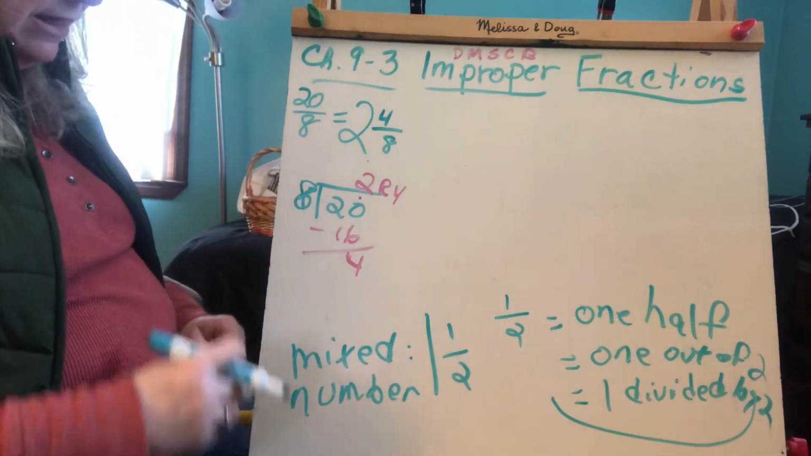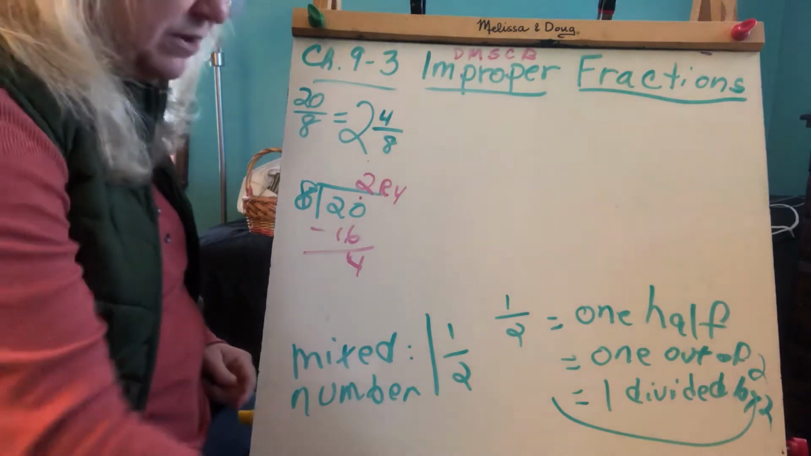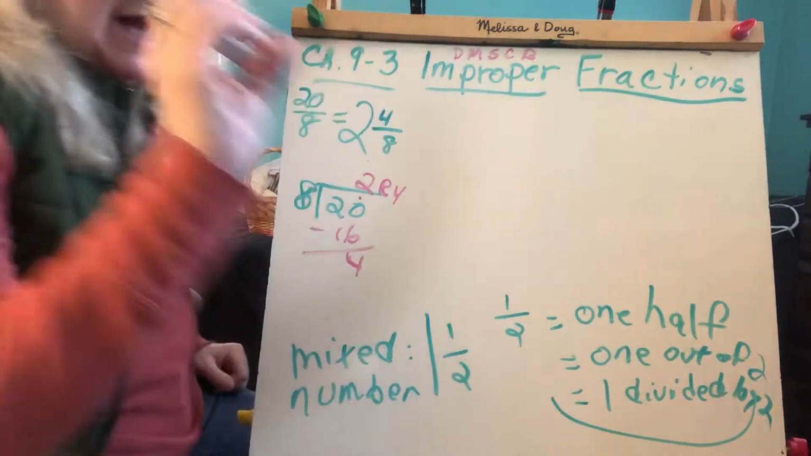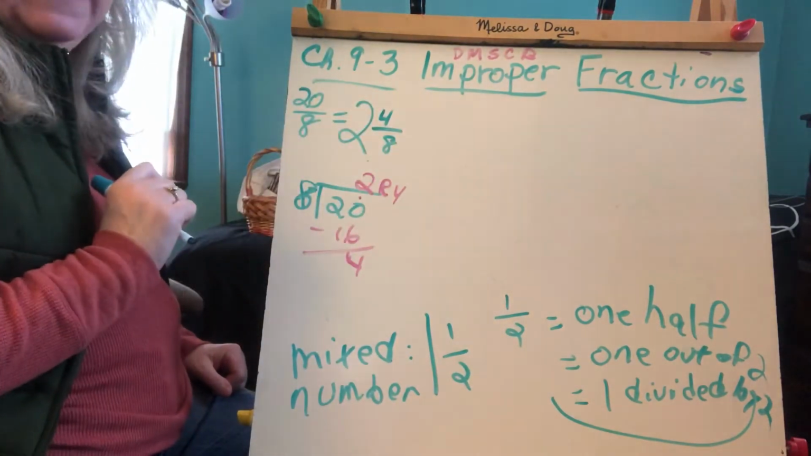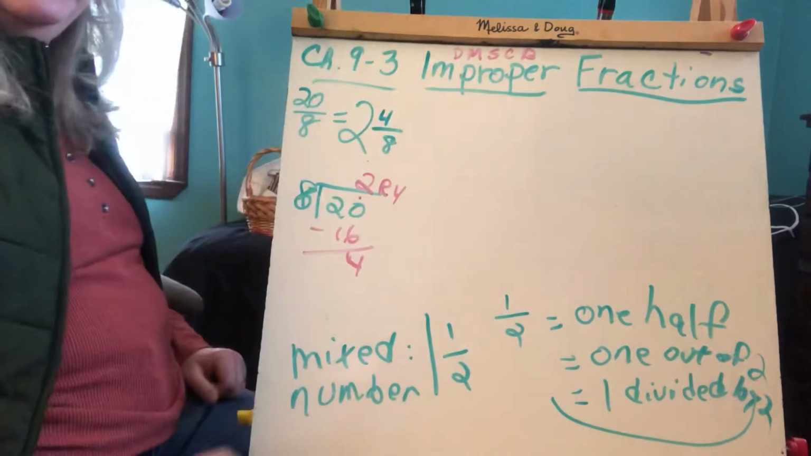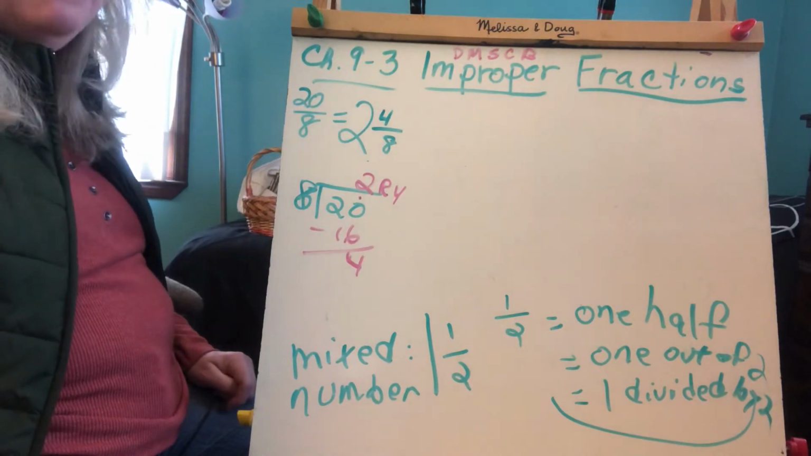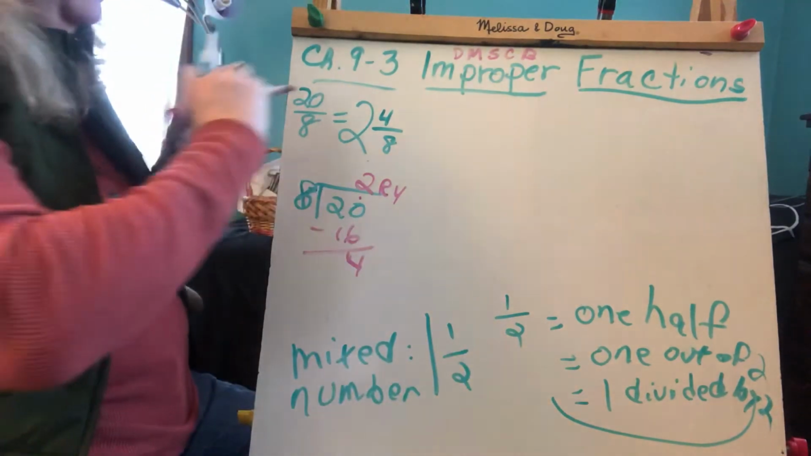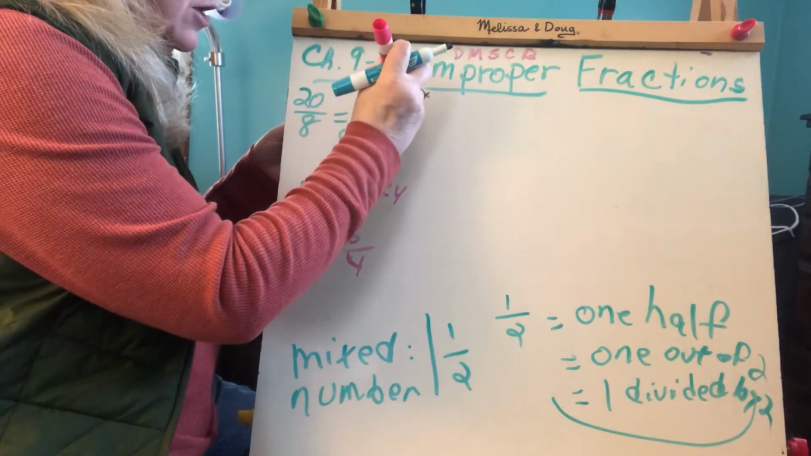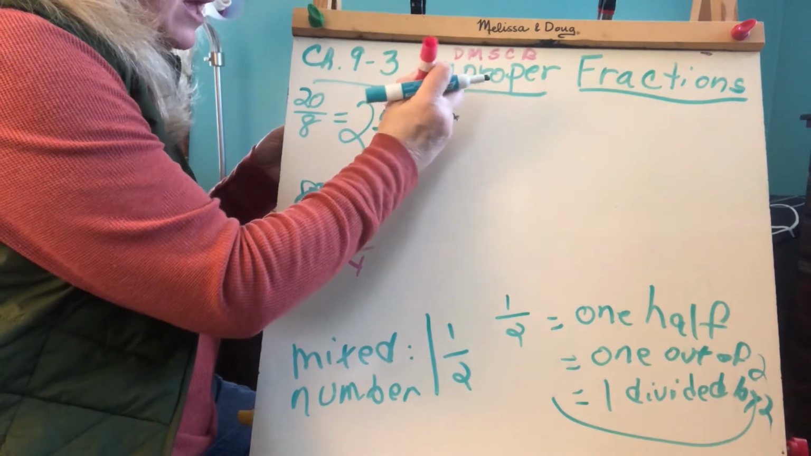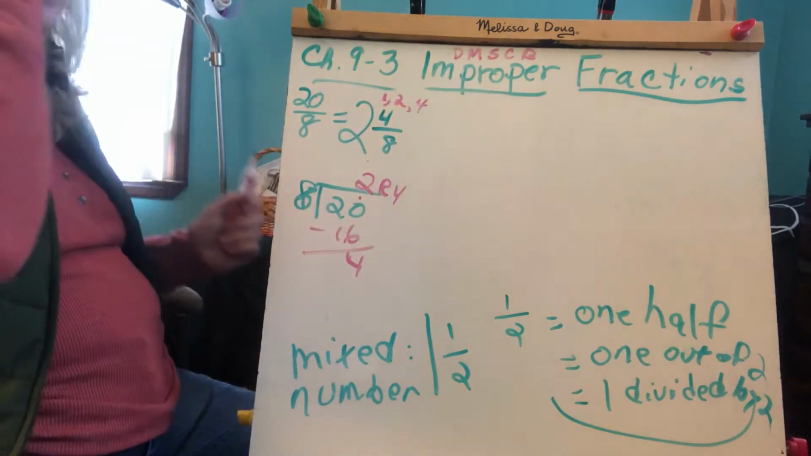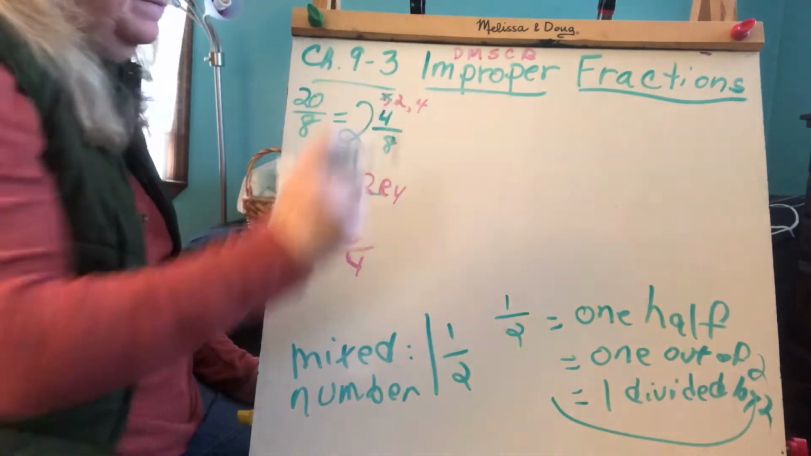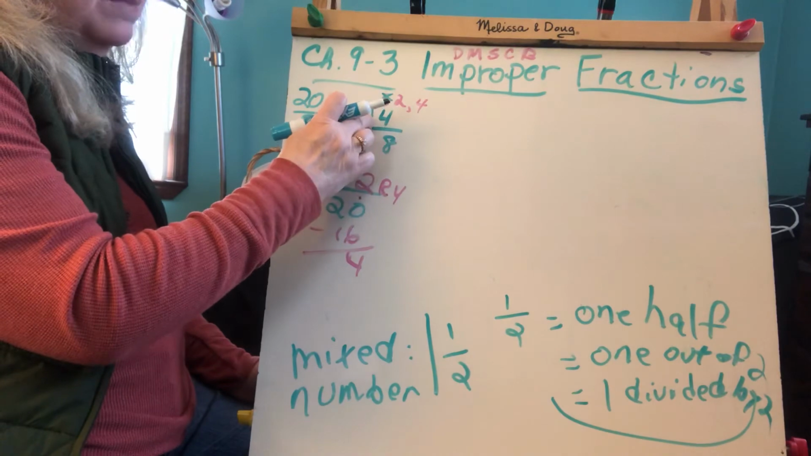Now I have to say to myself, is this in simplest form? Is there a number, besides 1, that will go into 4 evenly and also go into 8 evenly? Oh yeah, there's a couple of them. Our factors of 4 are 1 times 4 and 2 times 2, so 1, 2, and 4. So it has to be one of these numbers. And we can't use 1. Well, we could use 2, but is 2 the biggest number?